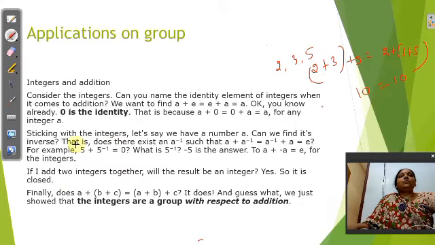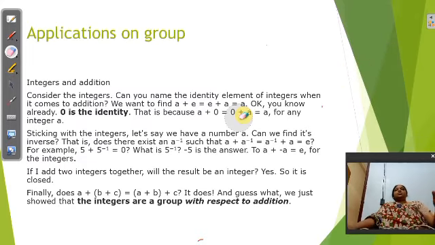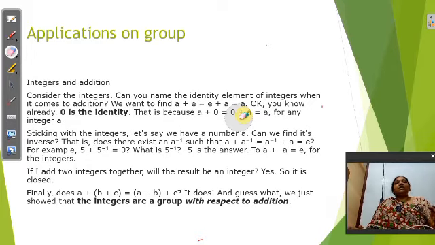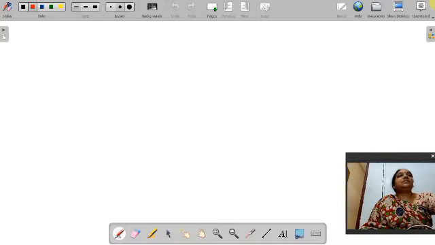So what I am going to say is that it satisfies the associative property also. As it satisfies all four properties, that is closure, associative, identity and inverse, what I am saying is it is a group. What is a group? The integer set is a group with respect to addition. Okay, next application we'll see.